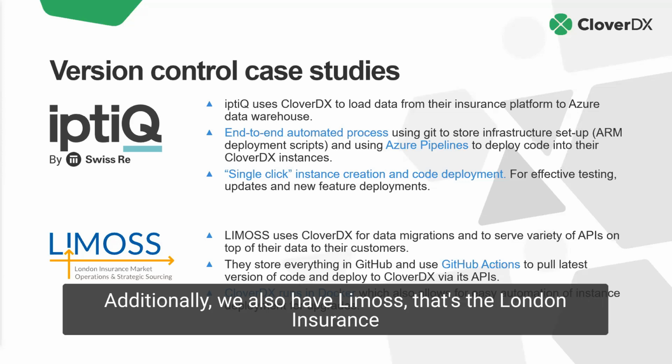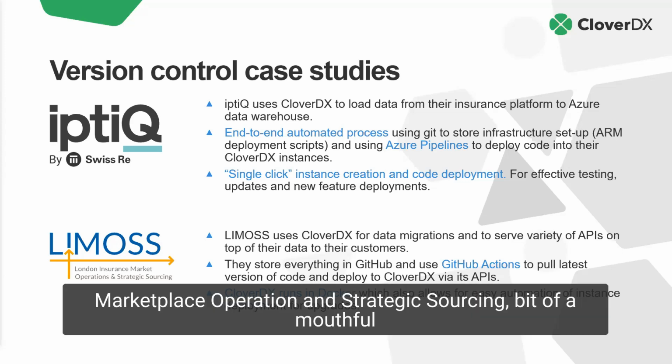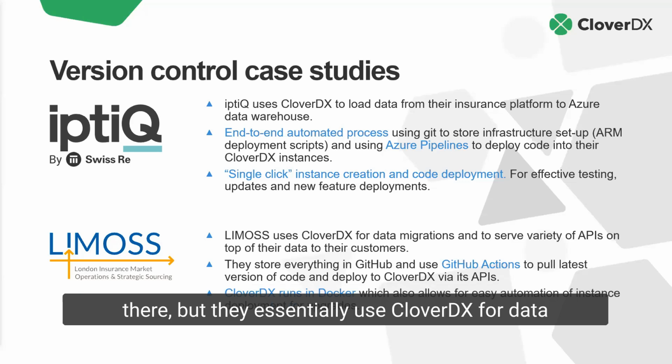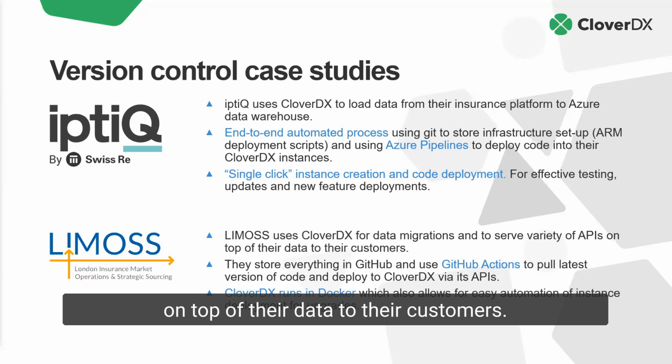Additionally, we also have Limos. That's the London Insurance Marketplace Operation and Strategic Sourcing. A bit of a mouthful there. But they essentially use CloverDX for data migrations and to serve up a variety of APIs on top of their data to their customers. So they run CloverDX in a Dockerized fashion.